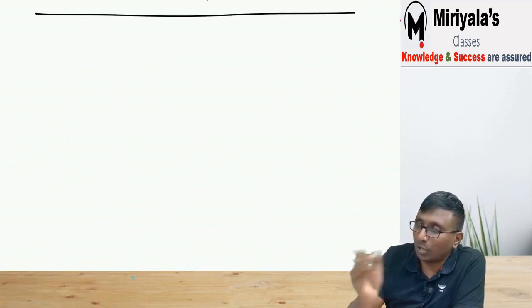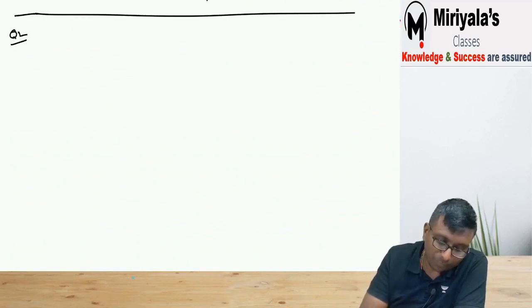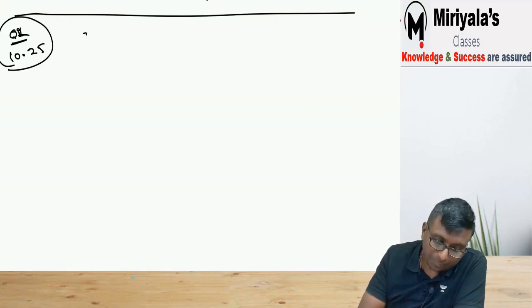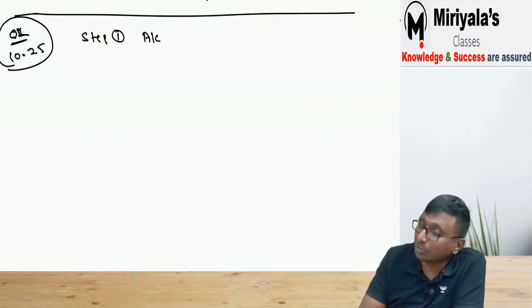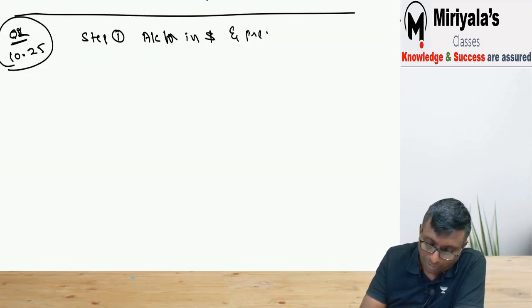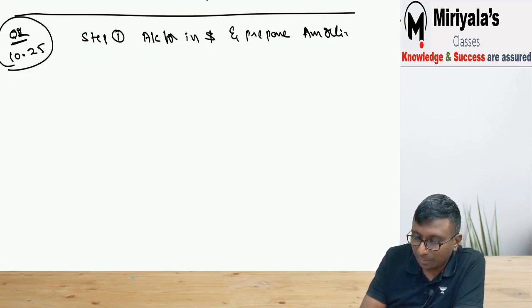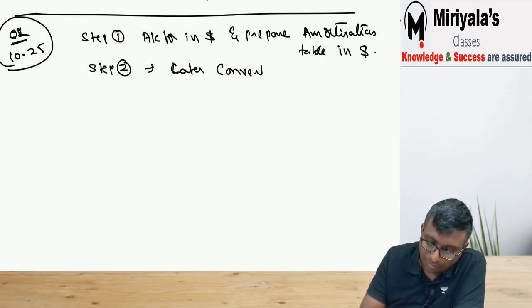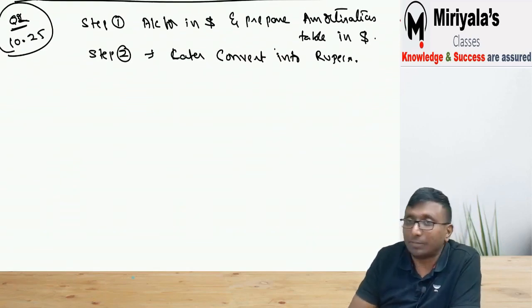It is easy. You help me out with the numbers. This is question number 2, page number 10.25. Step number 1: account for in dollars. Assume dollar is the foreign currency and prepare the amortization table in dollars. Step number 2: now convert later into rupees. That's all, my dear. Now I'll do it one by one.